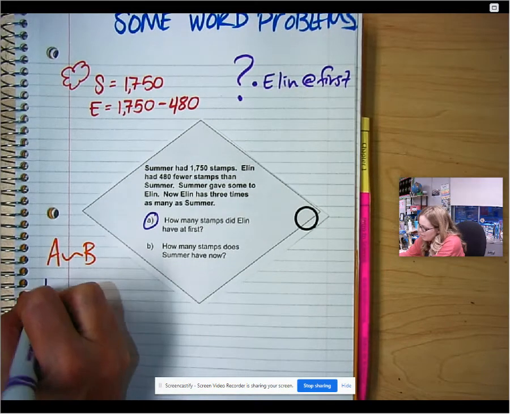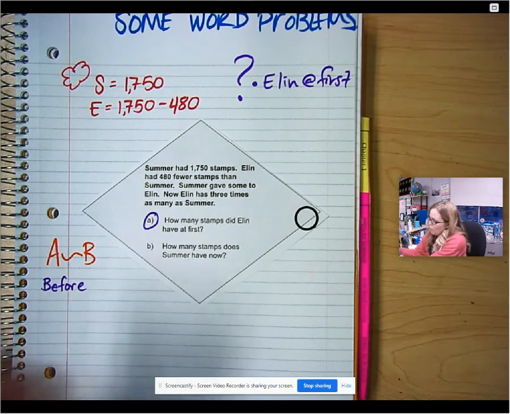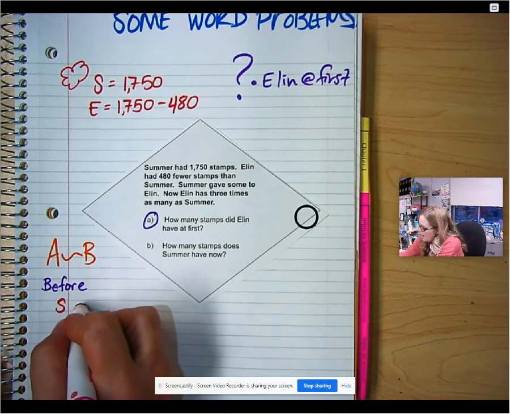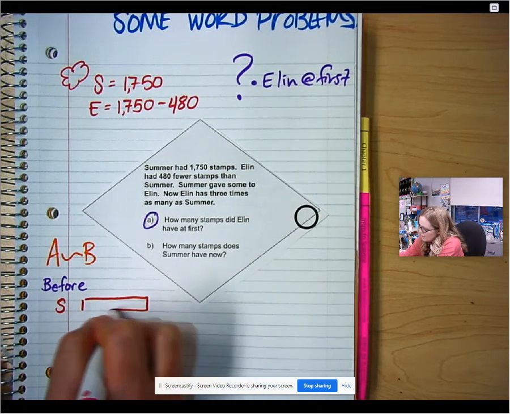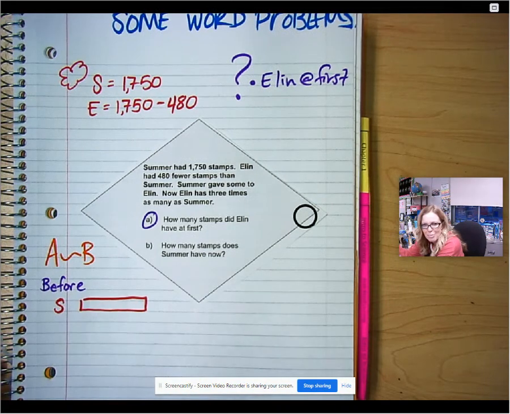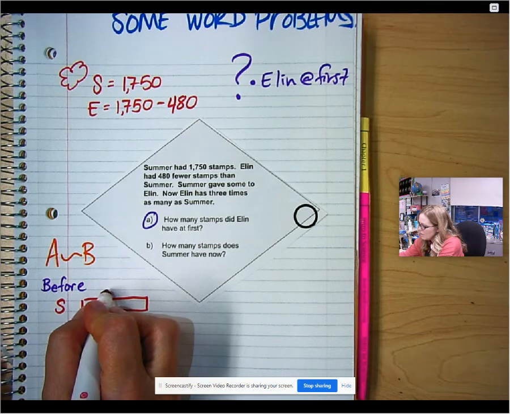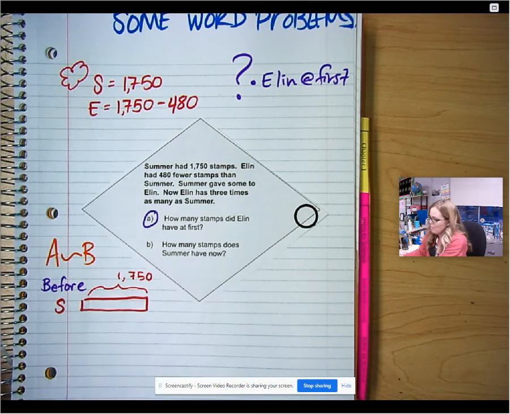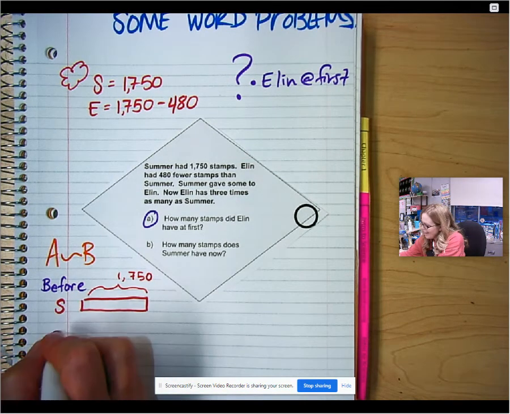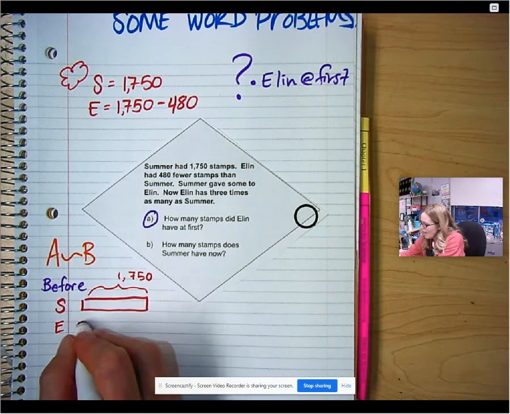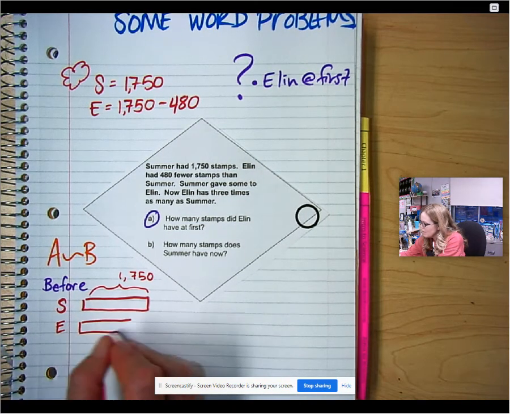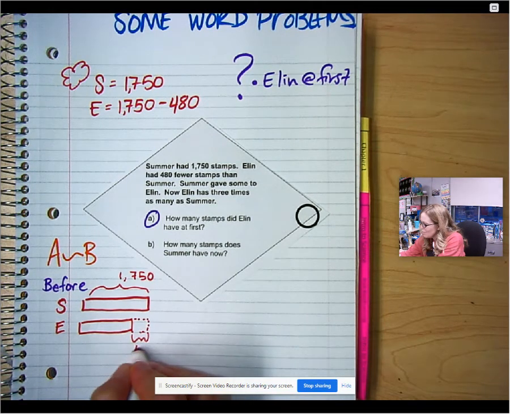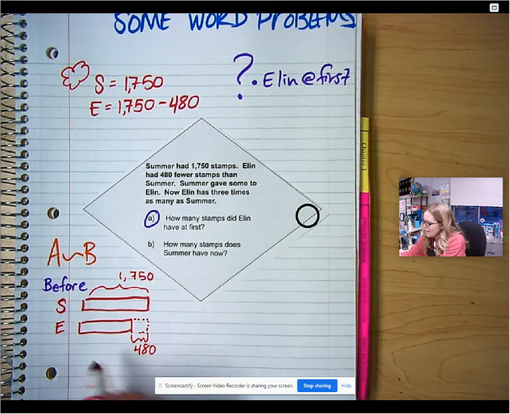So if we're solving for Elin at first, let's see. So before, we know that Summer had 1,750. Here's the thing with bar models, is they don't have to be an exacting amount of spaces. You can designate what they are, right? So this is going to be 1,750. Now I know Elin had less than that. So she had, let's just say about that amount, but she had 480 less. So I'm going to say this is 480 less than the total.